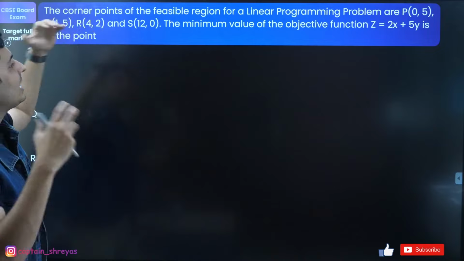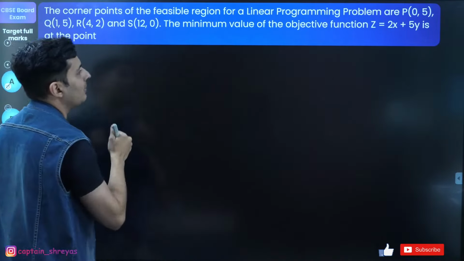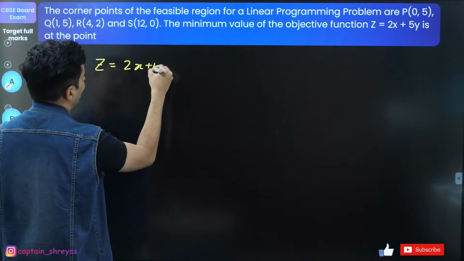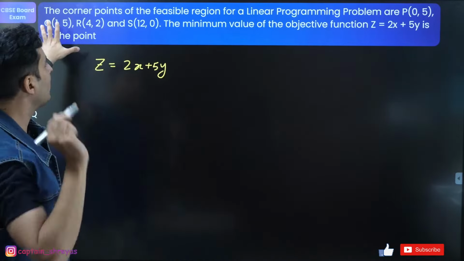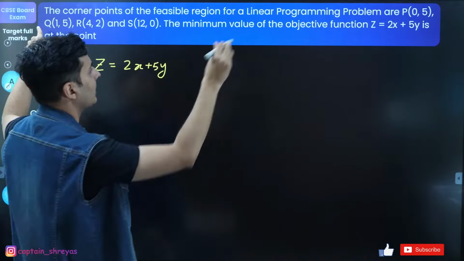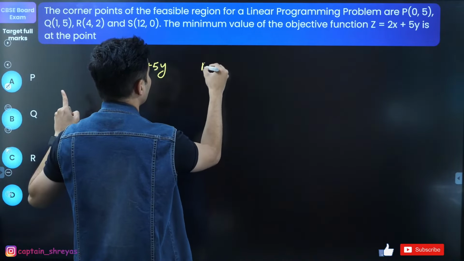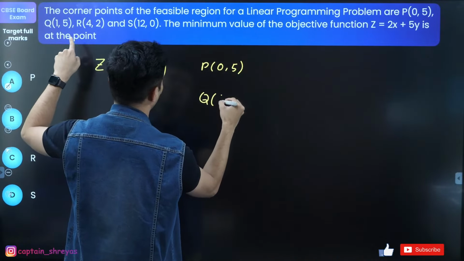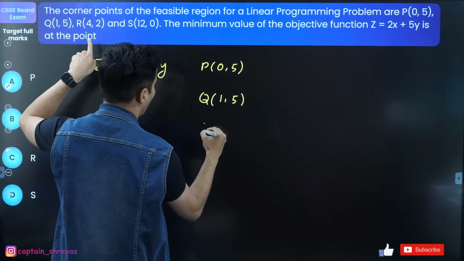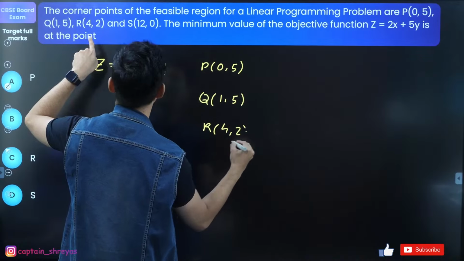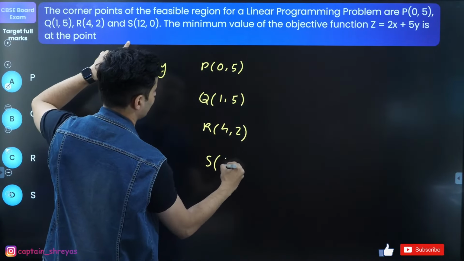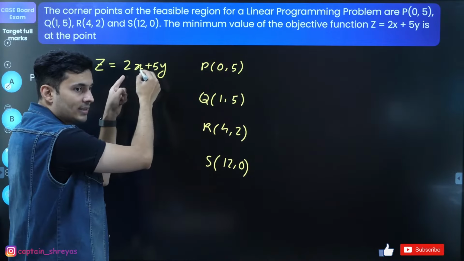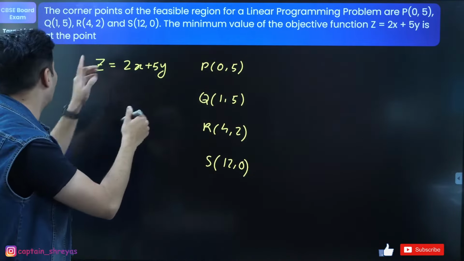The question is, when is that function going to be minimum? So our z is basically 2x plus 5y. Use all the boundary or the corner points, I would say. So like P, which is (0, 5), then Q, which is basically (1, 5), then R, which is basically (4, 2), and then also use S, which is basically (12, 0). Substitute these values of coordinates here and see what is the value of Z.